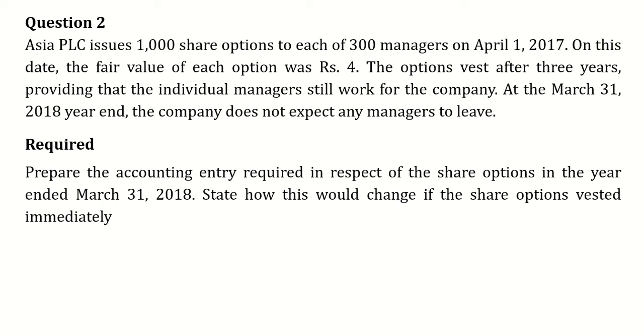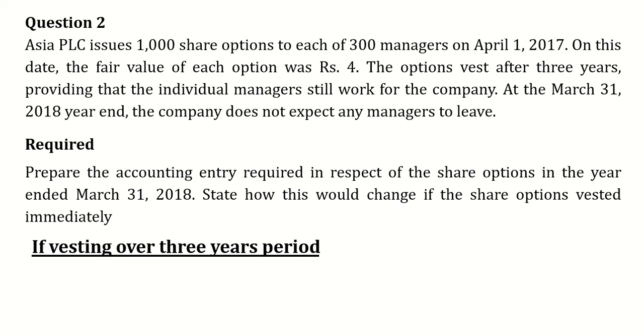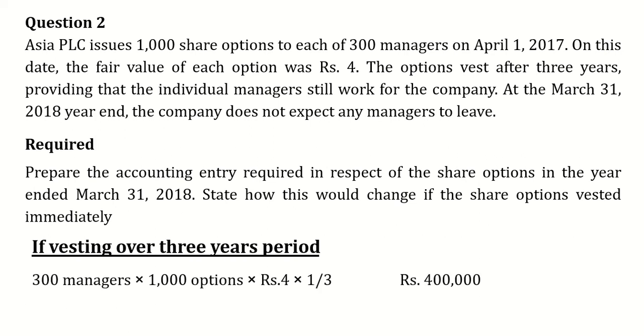First, if the vesting is over the 3 year period, what will the answer be? There are 300 managers, each eligible for 1000 options. You want to measure this for the employees, so you get the fair value of the equity instrument granted at the grant date and multiply by 4. Since the vesting period is over 3 years, you should recognize the expense over 3 years. How are you going to put the double entry?